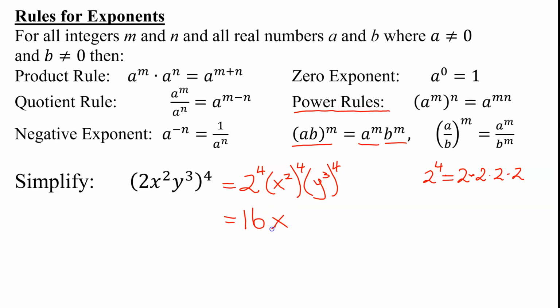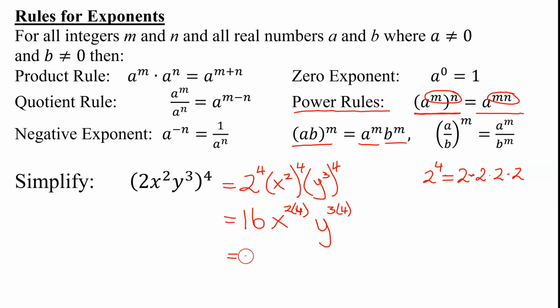And then I'm going to have x squared all raised to the 4th power. That's when I'm going to use this part of the power rule that says a base raised to an exponent that's raised to another exponent, I have the same base raised to the product of these two exponents. So I'm going to have x raised to the product of 2 times 4, so I'm going to have 2 times 4 in my exponent. And I'm going to use that on the y. So I'm going to have y raised to the 3 times 4.